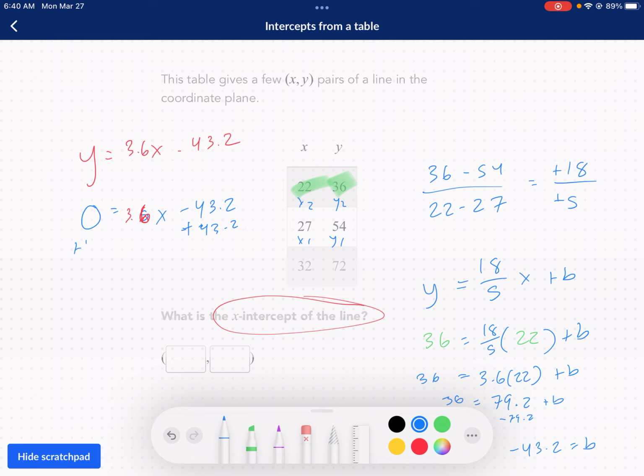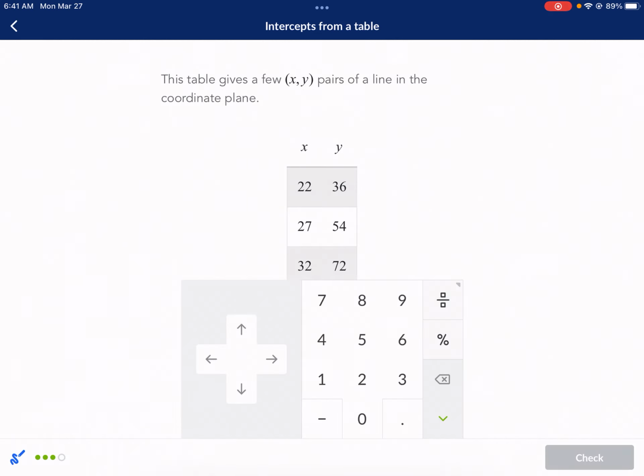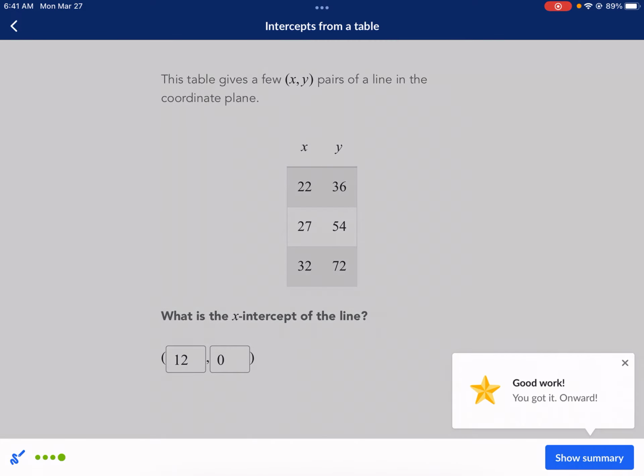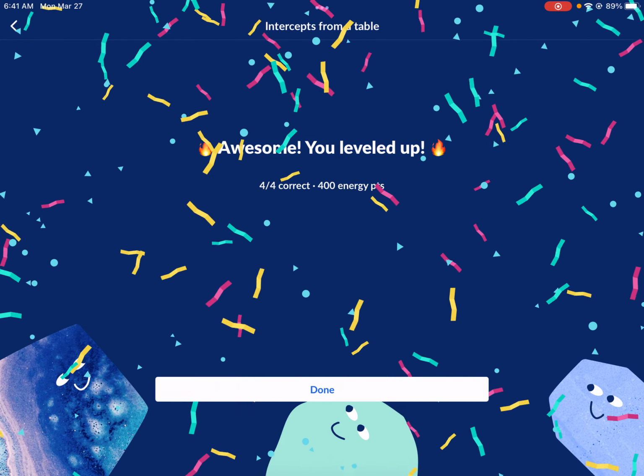This is a doozy of a problem. So we have 43.2 equals 3.6x. And we just divide. So we divide by 3.6. What do you know? We get 12 equals x. And it's positive 12. So our x-intercept is positive 12. We're going to go 12, comma, 0. Check it. And there we go. So a little bit of a tougher Khan Academy.